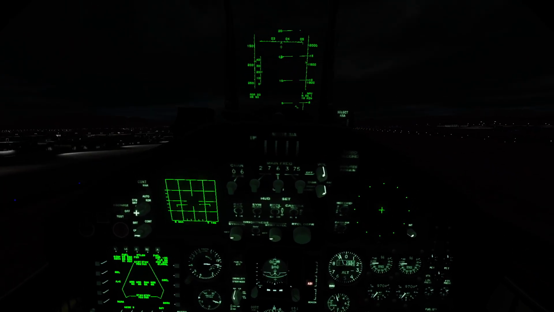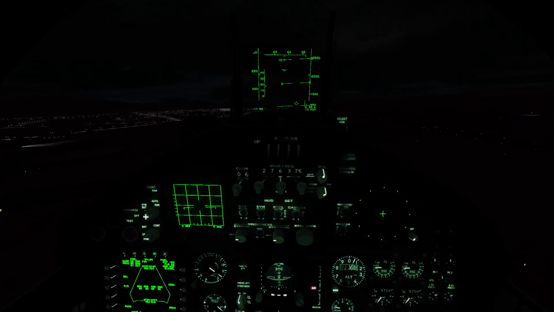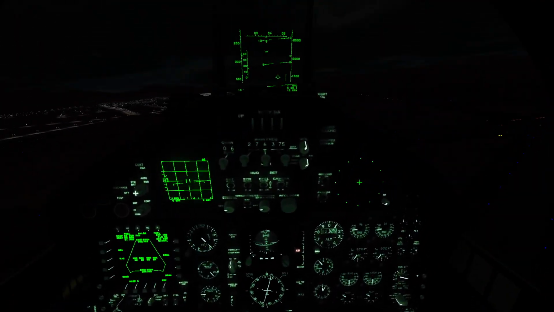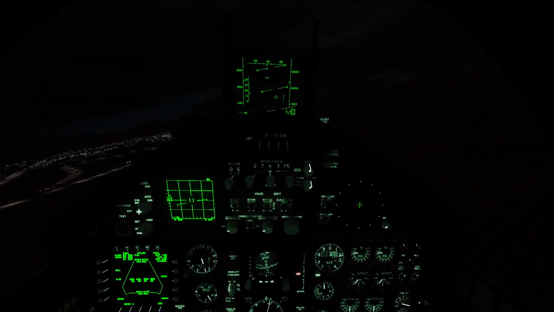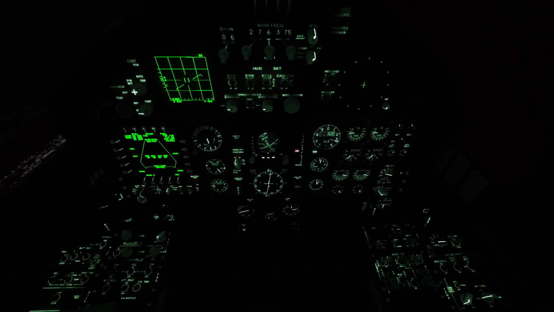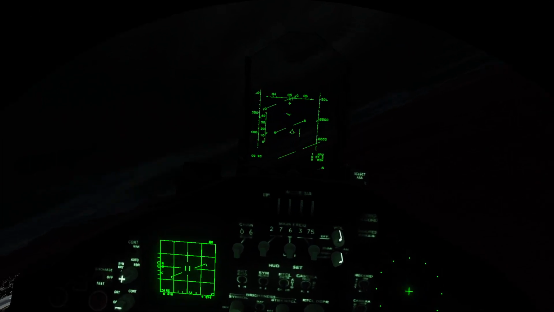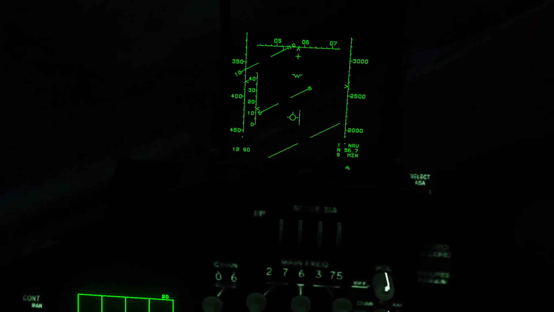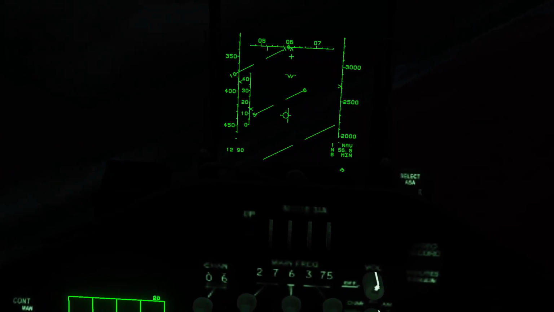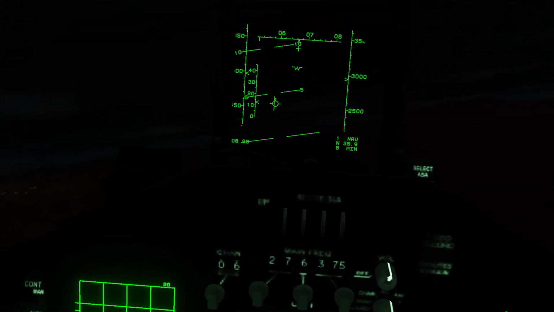Airborne, gear up, flaps up. All right, out of burner. So first things first, we're going to take the flight path vector, which is the circle with the line that's going up and lines to the right and left. We're just going to put that on the steering line, and that will get us essentially oriented.